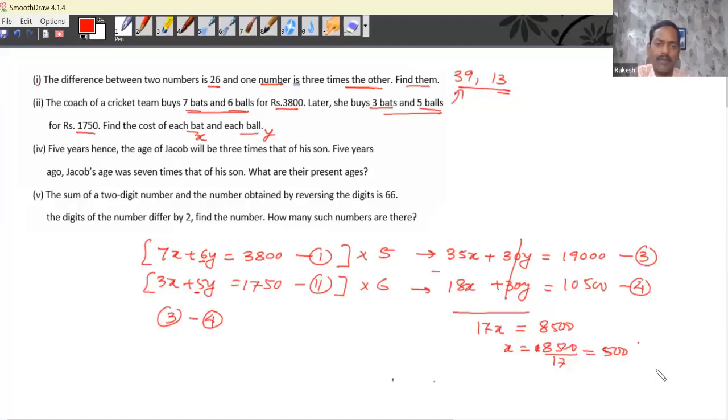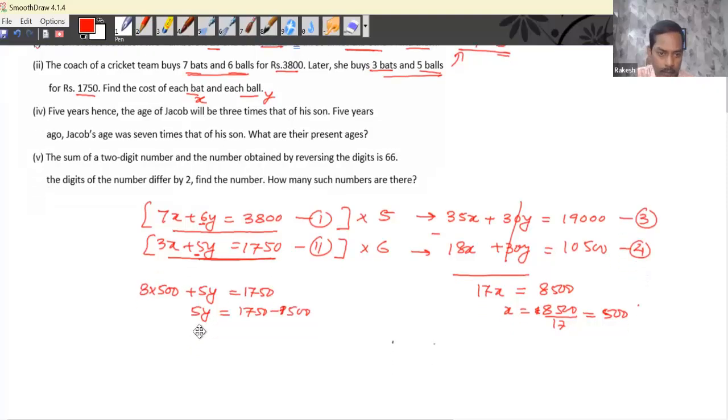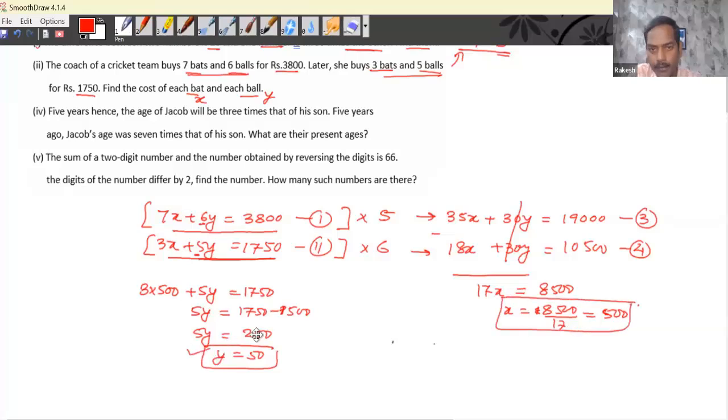How to get the value of y? We can substitute it, right? Let us substitute in this equation or in this equation. Let us substitute in the second equation because the coefficients are smaller. So here it would be 3 into 500 plus 5 into y is equal to 1750. 5y would be equal to 1750 minus 3 into 500, which is 1500. So I'll be getting the value of 5y as 250. Dividing both sides by 5, I'll get the value of y as 50. So this is the value of x and this is the value of y.